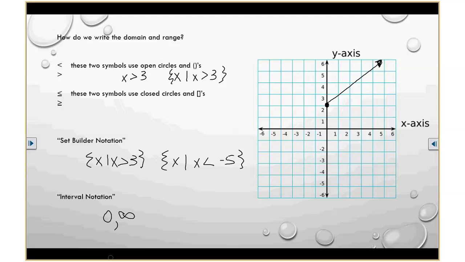Now infinity always gets a parenthesis because why? You can't ever touch infinity. So it always gets a parenthesis. The 0 is inclusive because it's a closed dot, so it's a bracket. Okay. Hopefully, if you've had Math 102, you know the difference between interval notation and set builder notation. Most of the time, I use interval notation. Most of the time. Okay.